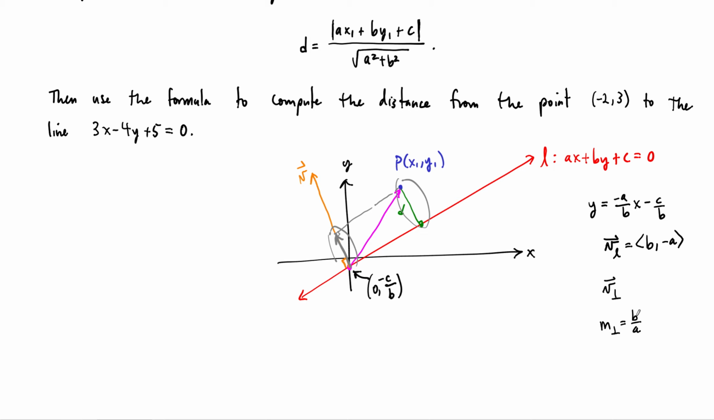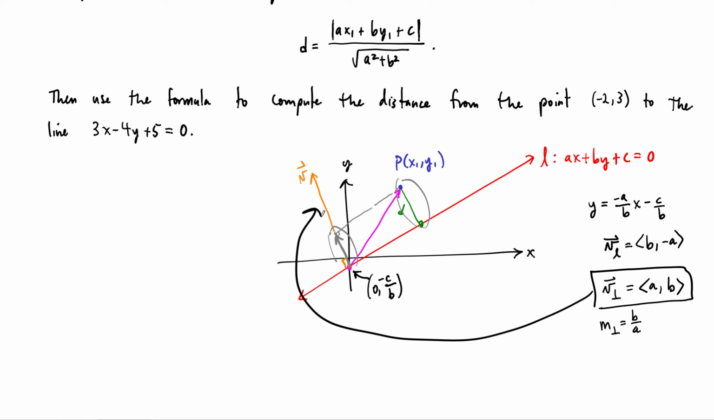The perpendicular slope, m perp, is going to be b over a. And then, again, it's rise over run. In our vector, it's got to be run and then rise, right? Rise over run, run and then rise. A comma b, b over a. So this right here is the vector that we want. That's the one right there. We're going to project onto this vector. But we really only need to do a component projection, right?